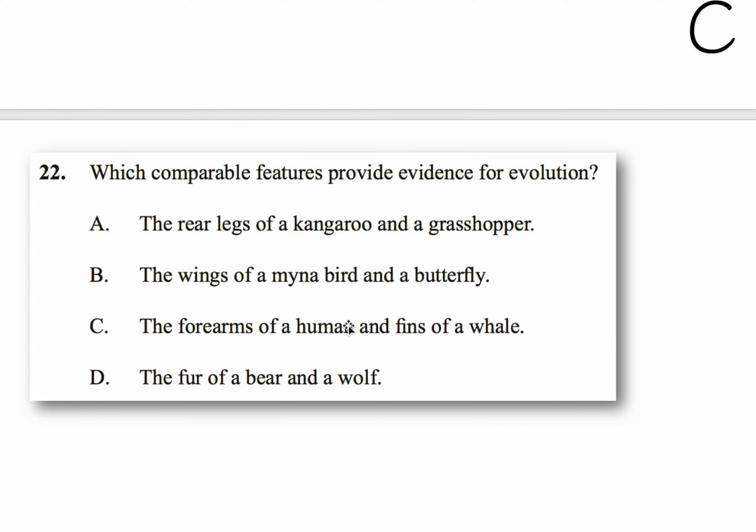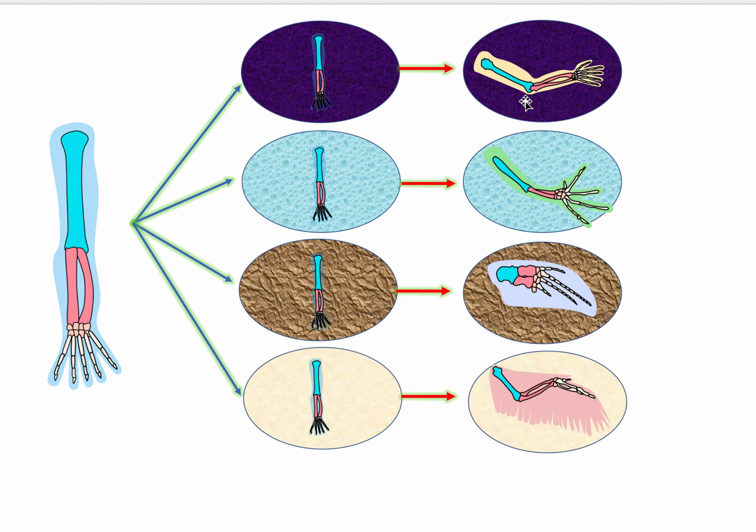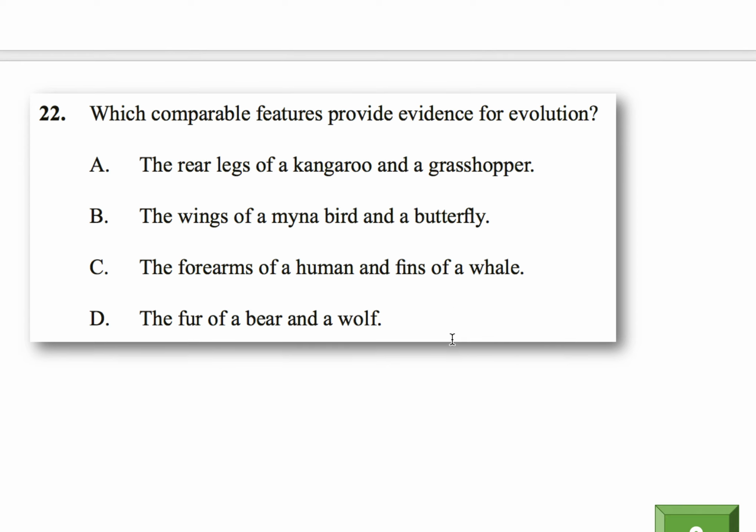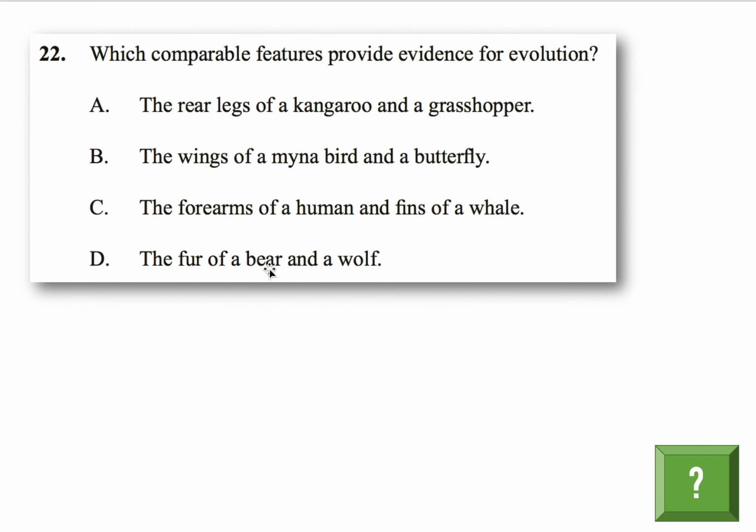So here, the forearms of a human and the fins of a whale. Yeah, that is a different function. I mean, different function, same basic structure. Same basic structure. Okay, coming from the pentadactyl limb. Okay, so it's going to be C. So this one should be the fur of a bear and a wolf. So again, these have the same function, same different structure. They have, or actually, they probably have the same structure as well. So it's going to be C.